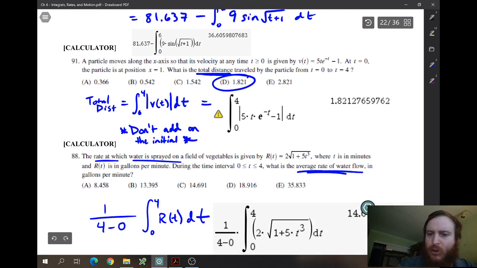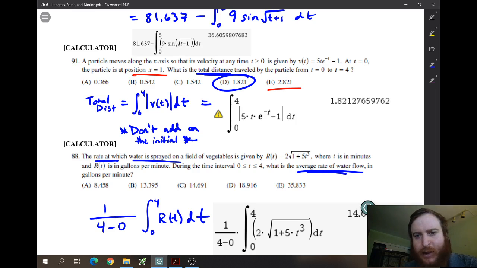Okay, we have another total distance formula. Super easy question if you know the formula. Just integral of the absolute value of v of t. They did make a little bit of a tricky thing here though, is they said that at time 0 the particle is at position 1. Okay, so a lot of students get this question wrong because they choose E, because they added on the 1. They see the 1 and they're like, oh, we have to add it.